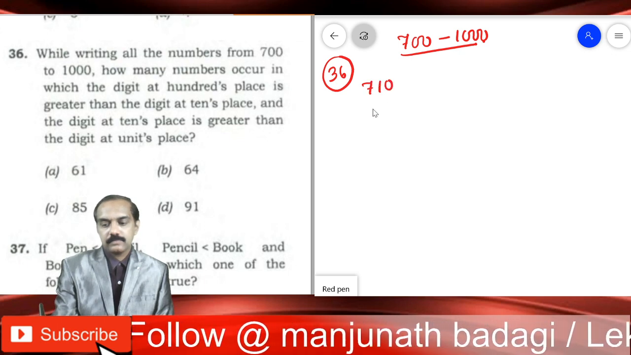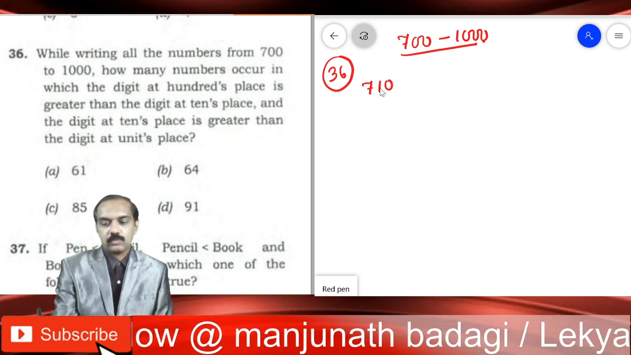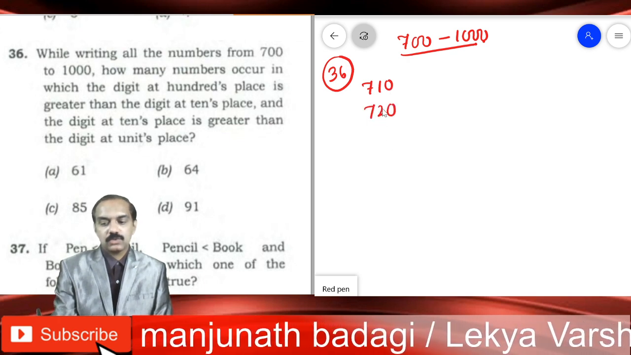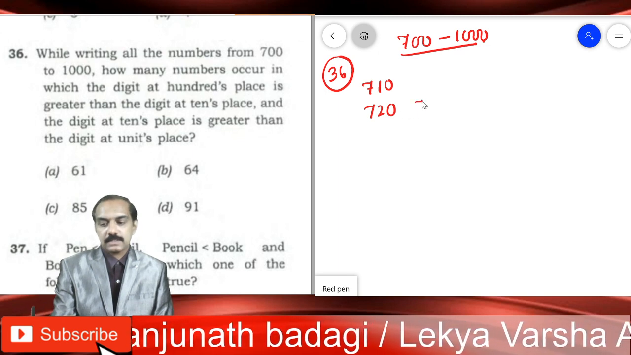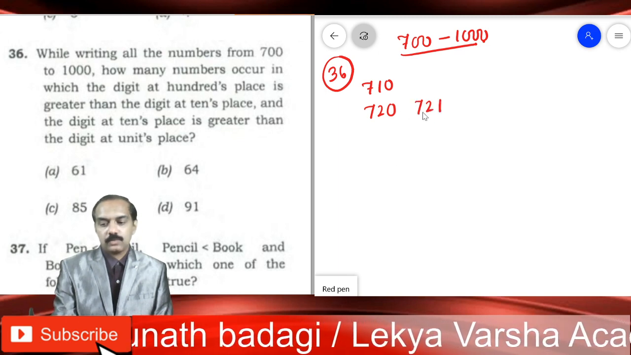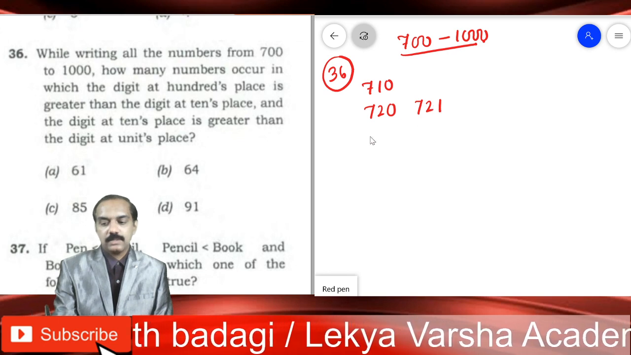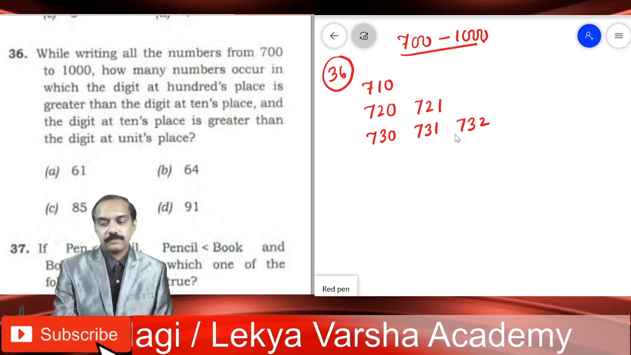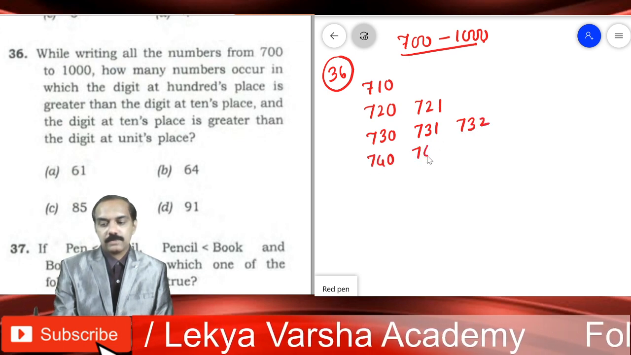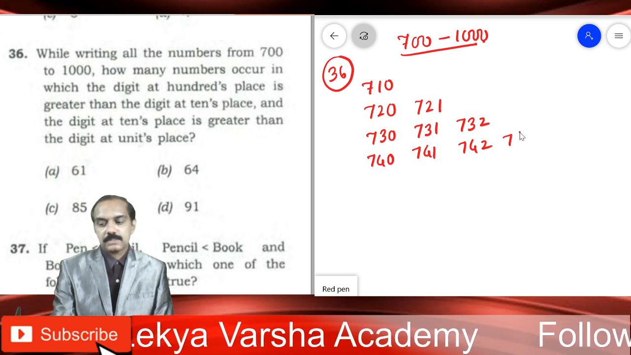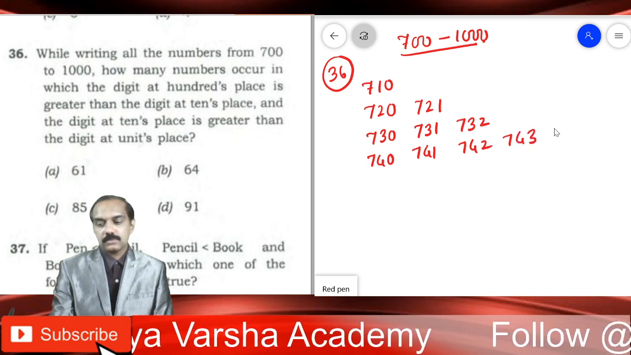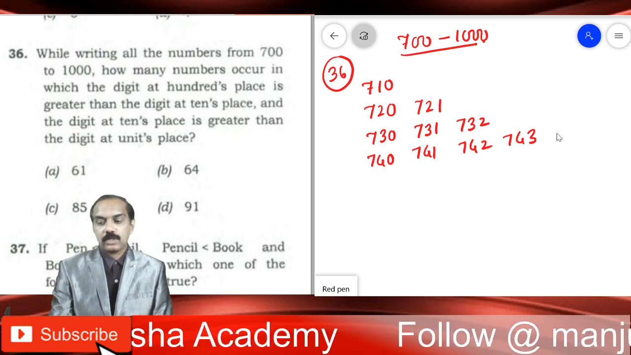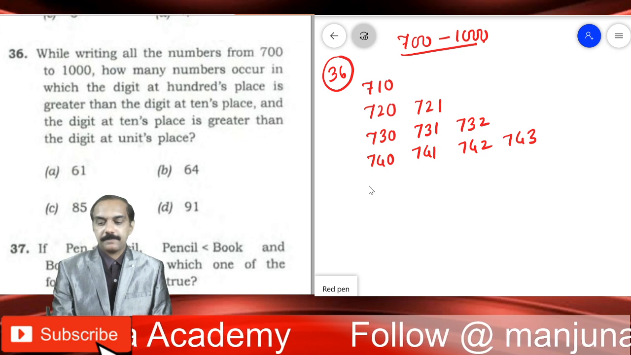710, 7 is of course greater than 1, 1 is of course greater than 0. 720, 7 is greater than 2, 2 is greater than 0. 721, no problem, 7 is greater than 2, 2 is greater than 1. 730, no problem, 731, 732, 740, 741, 742, 743, okay. Then 744 you cannot write. Why? Because 4, 4 same.